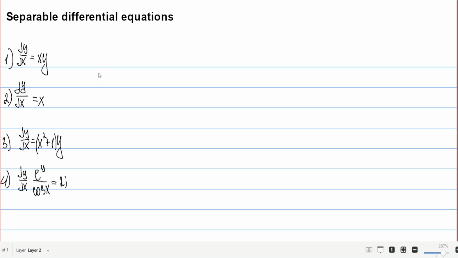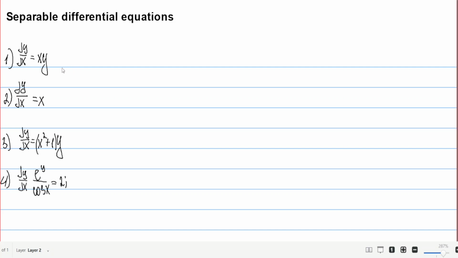And before we get started, let me tell you what the word separable means in terms of differential equations. Basically it means that you can separate the variables from each other and place one variable on one side and the other variable on the other side. Let's try to apply this logic to the following equations.